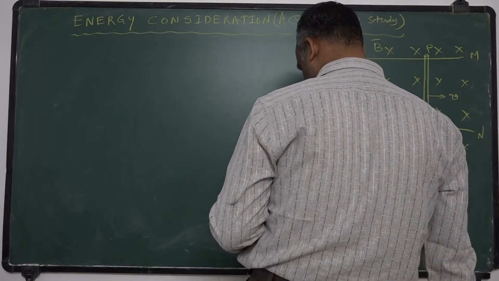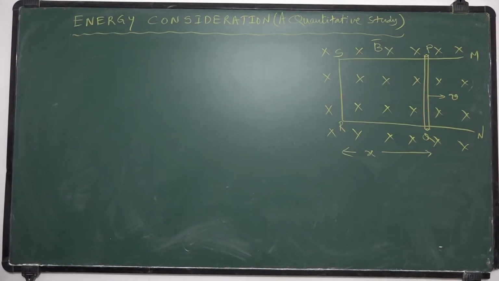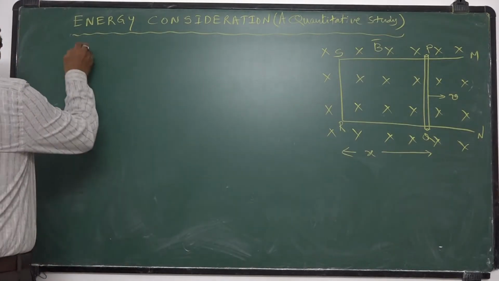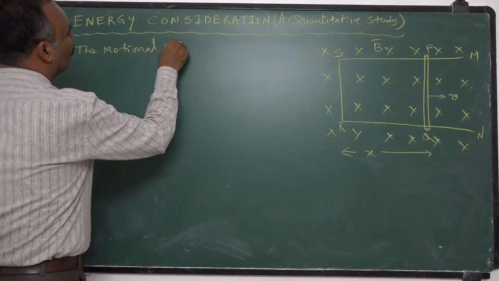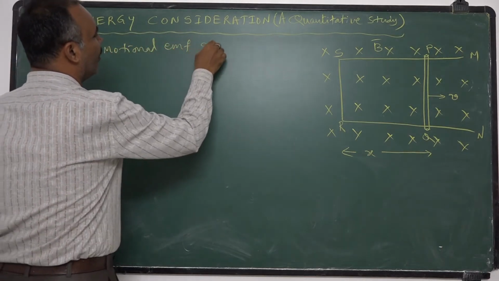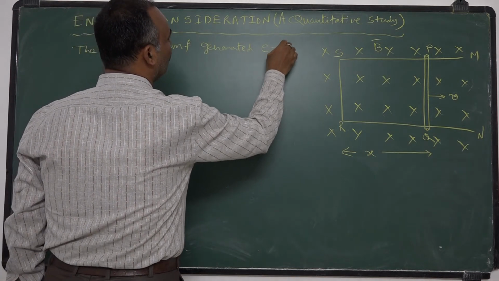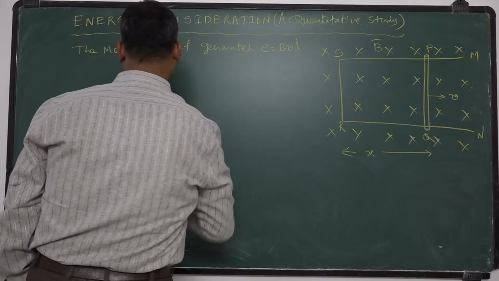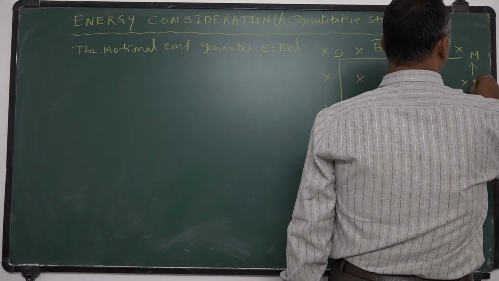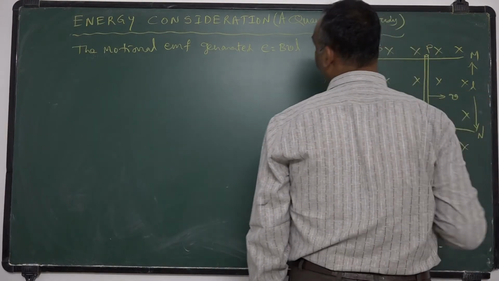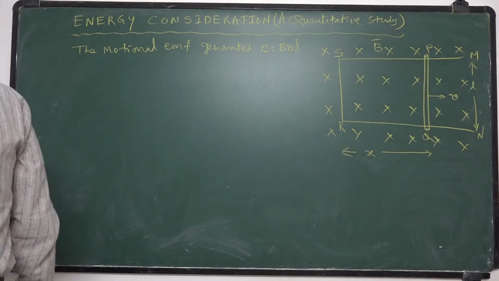Now, the motional EMF generated, E is equal to BVL. Already we calculated this. L is the length of the rod which is moving with velocity V. So BVL is the motional EMF generated.